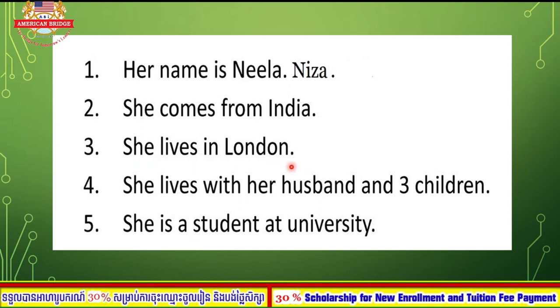Number 4, she lives with her husband and 3 children. So we need to ask her, who does she live with, right? Who does she live with? Who here refers to her husband and 3 children. And number 5, everyone, great. What does she do? She is a student at university.